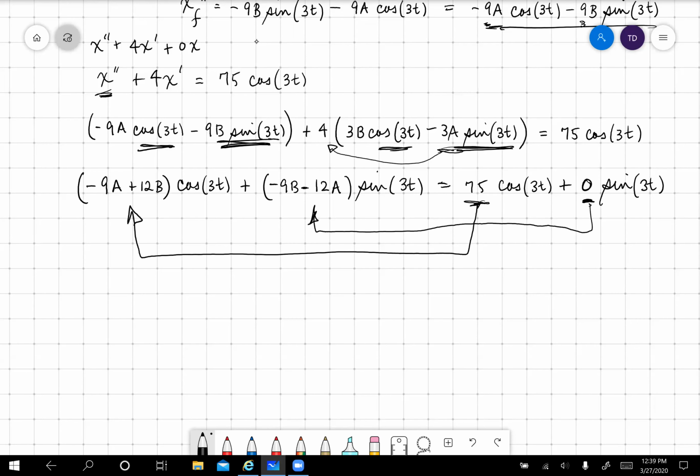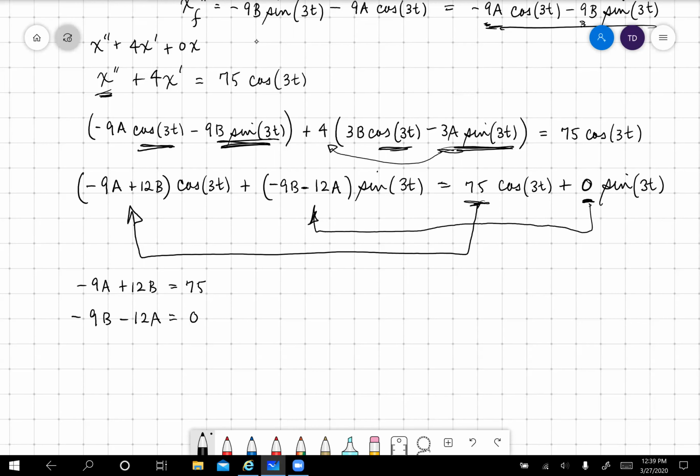So we now have two equations, two unknowns. These are two linear equations. Minus 9a plus 12b must be equal to 75. And then minus 9b minus 12a must be equal to 0.